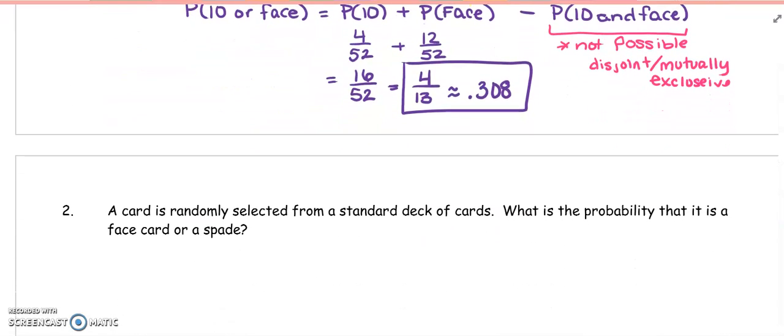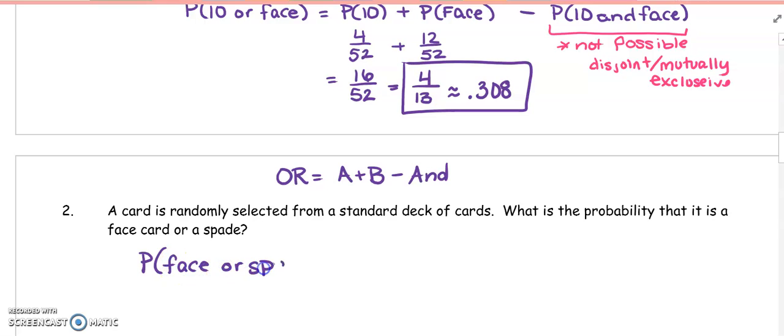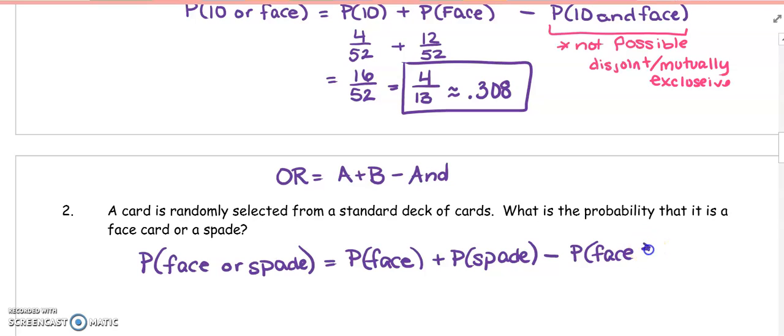It said a card is randomly selected from a standard deck of cards. What is the probability that it is a face card or a spade? Again, or is equal to A plus B minus and. So the probability of a face card or a spade means we do the probability of the face plus the probability of a spade, and then we have to subtract off the probability of the face and the spade because we don't want to double count those.